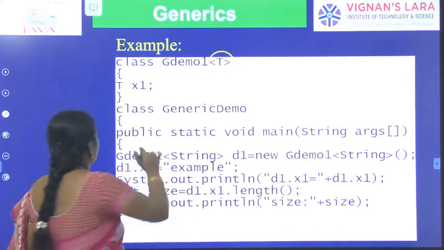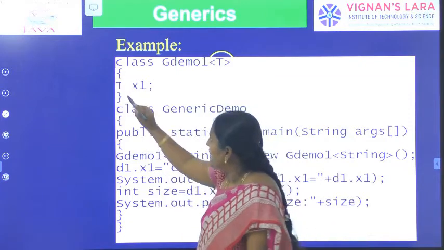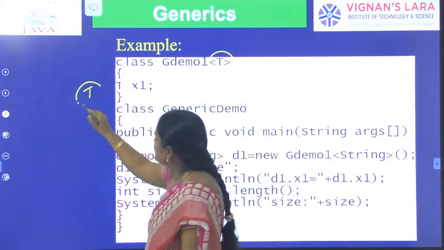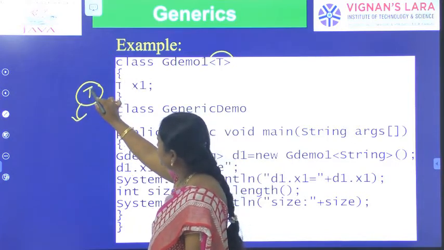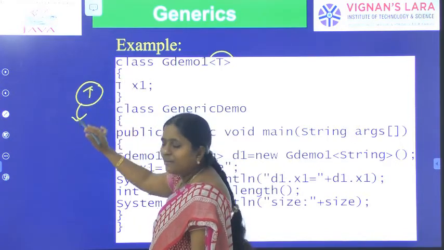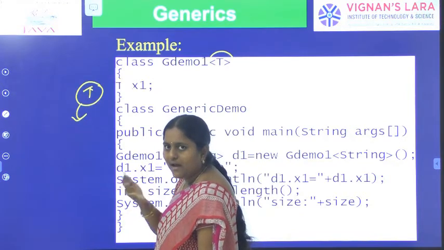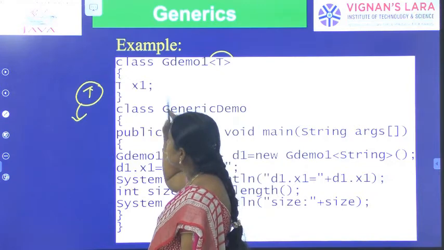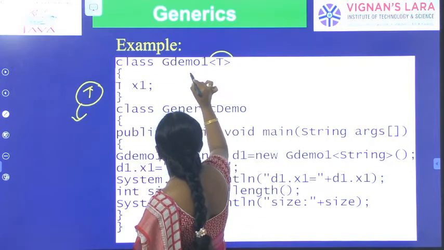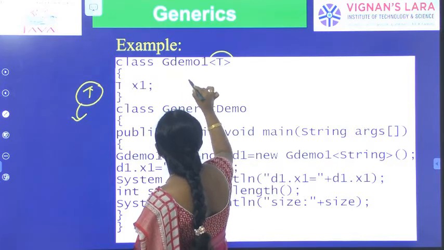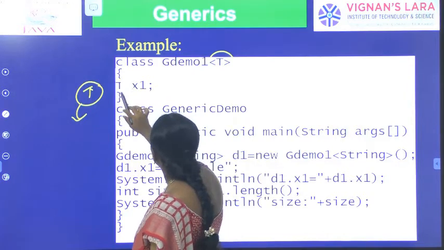Here I am defining one variable, x1. Which type of variable is x1? It is a generic type. Here T means we just define one temporary data type. At compile time, we can specify any data type like String, Integer, Float, Double, or any other data type. Here x1 is the variable name and T is the data type, a temporary data type. Next, we can close this class.